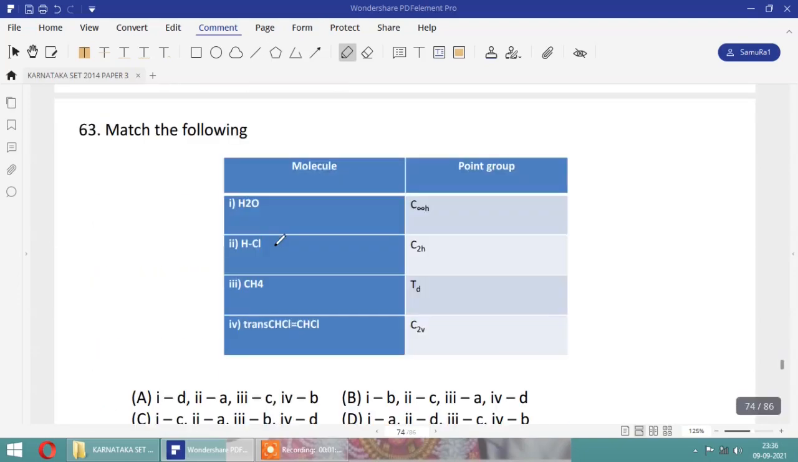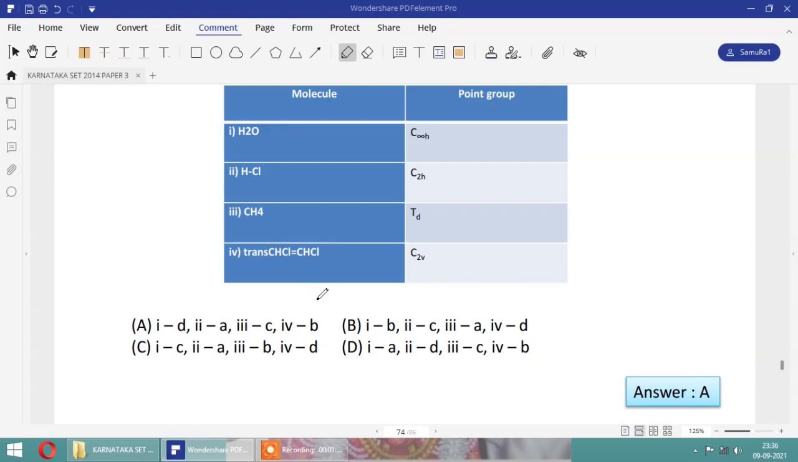Next question 63. Match the following. You have to match the molecule with their point group. Here you see water. You all know this. Water is C2v point group. HCl is C infinity v. Methane is tetrahedral point group, and trans-dichloroethylene is C2h point group. Hence option A is correct.